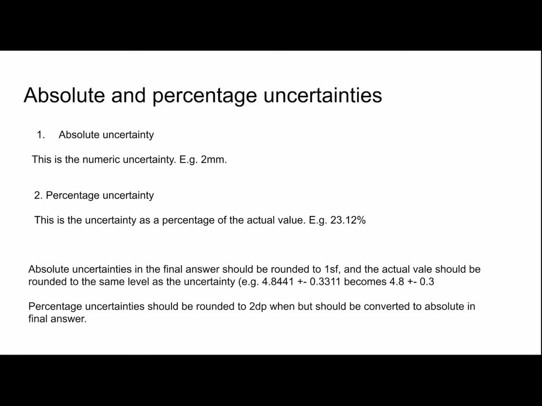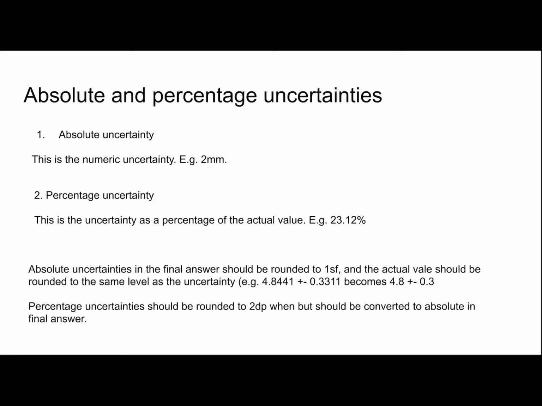Absolute uncertainties in the final answer should be rounded to 1SF, and the actual value should be rounded to the same level as the uncertainty. For example, if we had 4.8441 plus or minus 0.3311, the absolute uncertainty here is 0.3311. We need to round that to 1SF, which is just 0.3. We notice that 0.3 is in the tenths column, which means we also have to round our actual value to the tenths column. So that becomes 4.8 plus or minus 0.3.